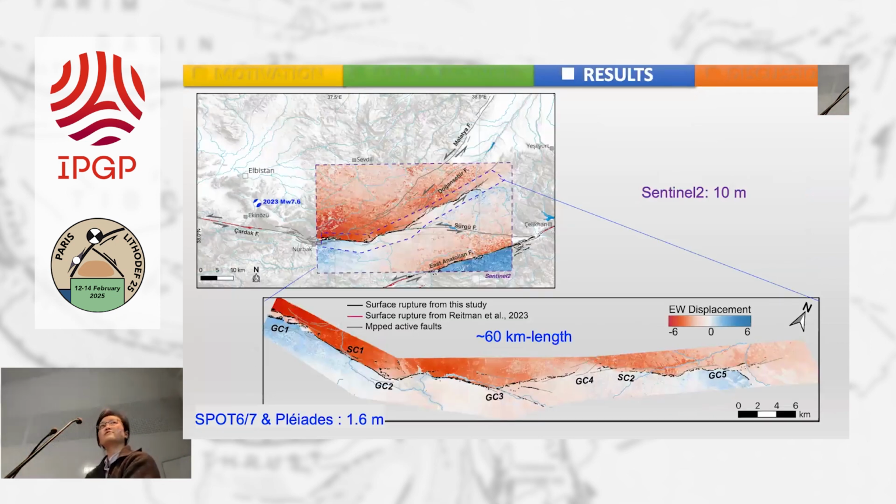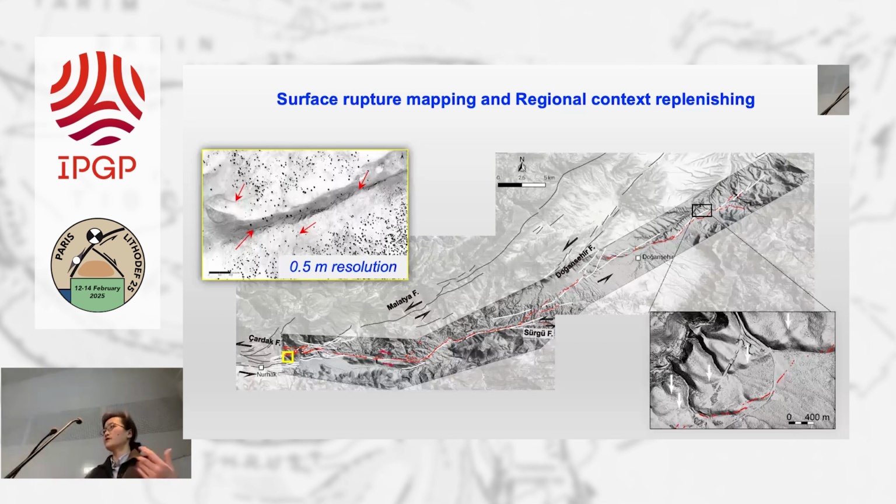In this study, I only focus on the 60 kilometers long section, but since our high resolution data only covered the area with a width of 5 to 7 kilometers, to better constrain the deformation caused by the second earthquake, we also processed the Sentinel-2 images, and then we merged them together to finally get the 1.6 meters resolution coseismic deformation field.